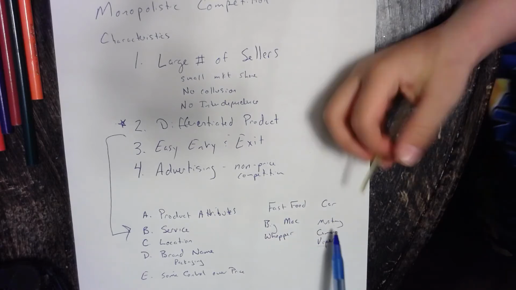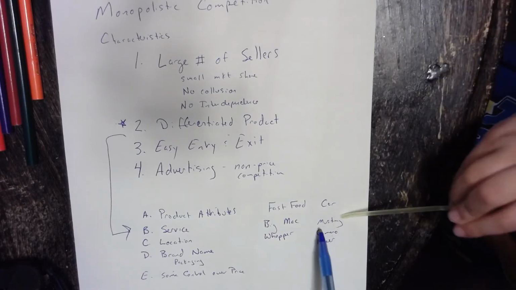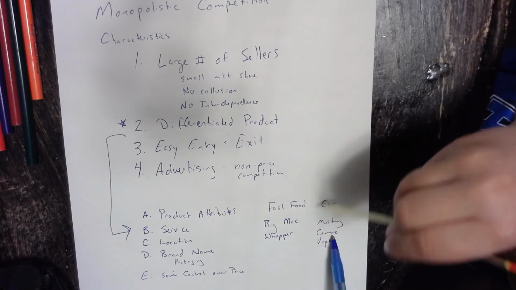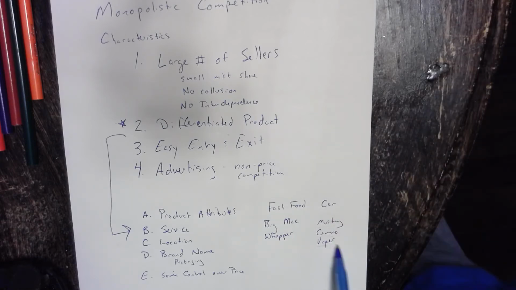They are all different. There's only one company that can make a Mustang. There's only one company that can make a Camaro. There's only one company that makes a Viper, but they are in direct competition with each other. And so we can go back and look at these.